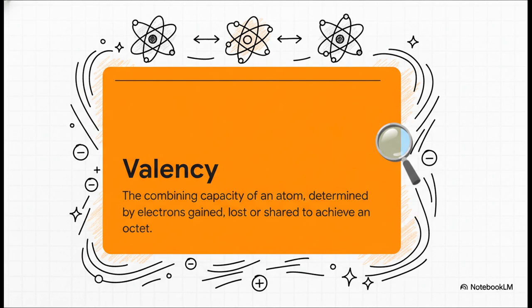Valency is, simply put, the combining capacity of an atom. It's all about how many bonds an atom can form, and this capacity is decided by the number of valence electrons it has. You see, an atom always wants to become stable, and to do that, it will either lose, gain, or share its valence electrons. The number of electrons it needs to move around to become stable, that number is its valency.